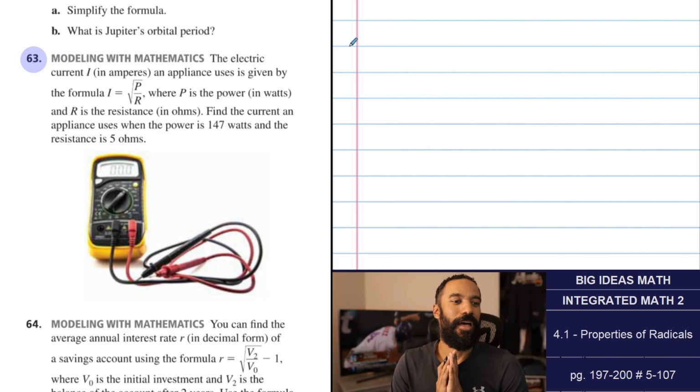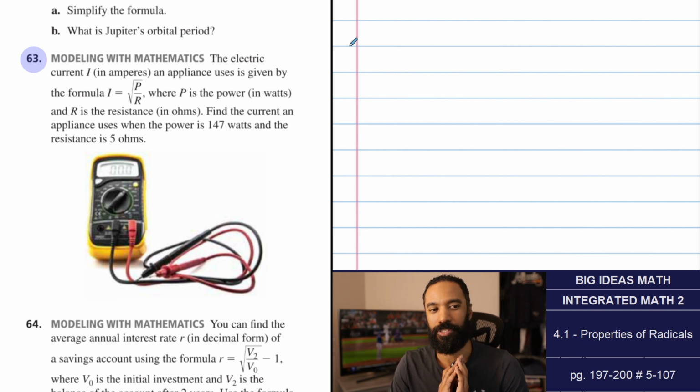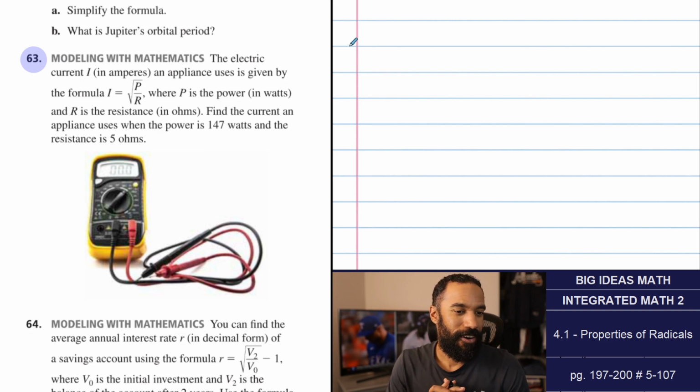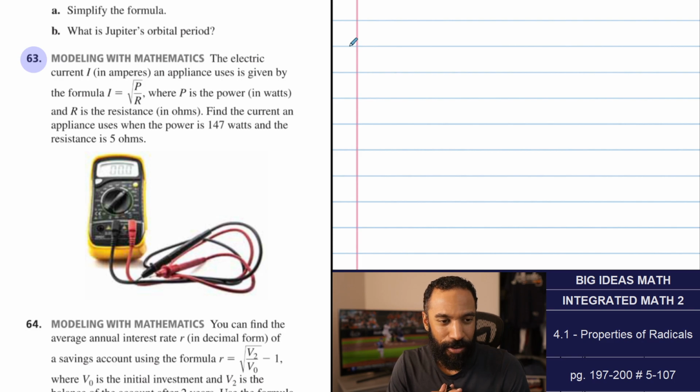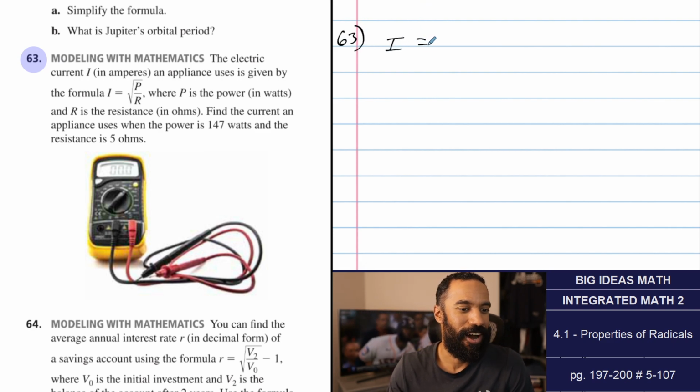Okay. The electric current an appliance uses is given by I equals root P over R, where P is the power in watts and R is resistance in ohms. What's funny is I always swap amperes, watts, and ohms. I would remember when I took junior year physics in high school. I don't remember anymore. Find the current an appliance uses when the power is 147 watts and the resistance is 5 ohms. It's just a substitution, guys. Don't be too phased by the word problem. I'm just saying I can't remember what is what on here.